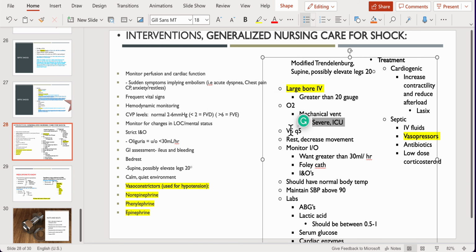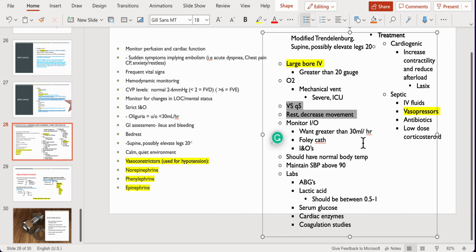Mechanical vent if severe, ICU. Rest, decrease movement. Monitor I&O. Want greater than 30 mL/h, Foley catheter. Maintain normal body temperature and SBP above 90. Labs: ABGs, lactic acid, which should be between 0.5 and 1. Serum glucose, cardiac enzymes, coagulation studies.